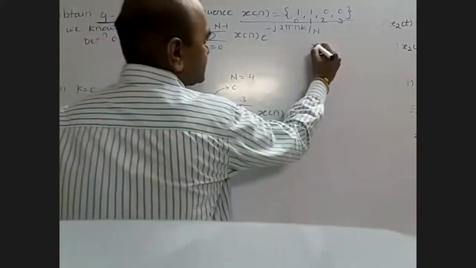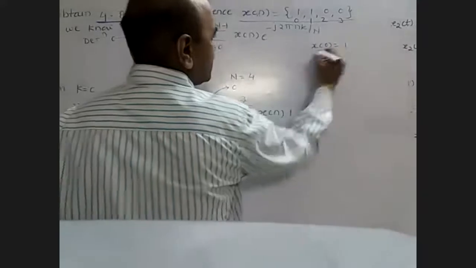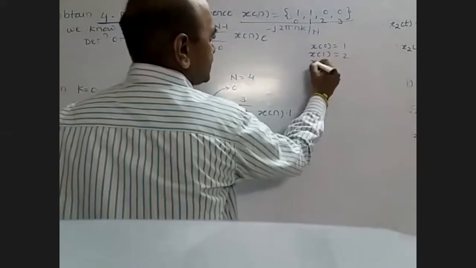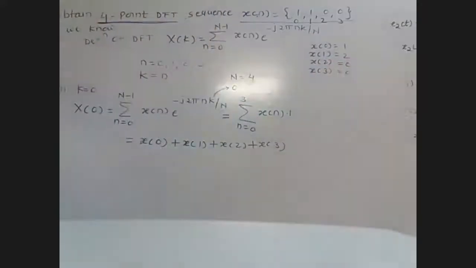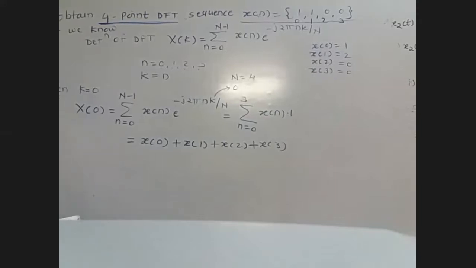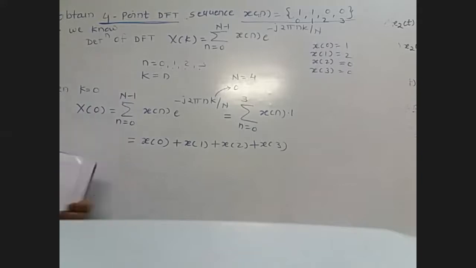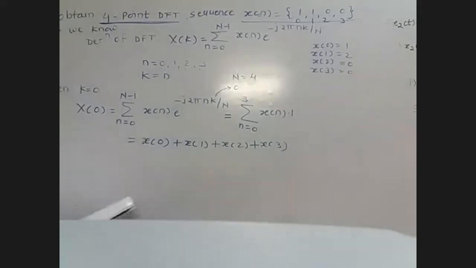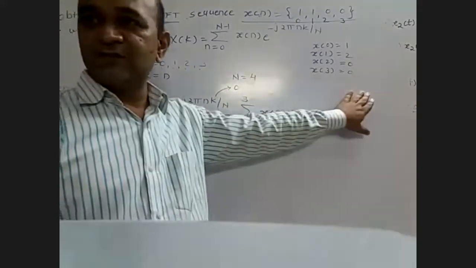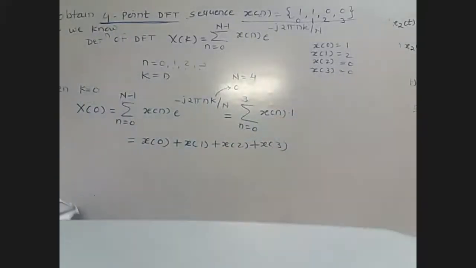For your understanding, I am writing here: x of 0 is 1, x of 1 is 2, x of 2 is 0 and x of 3 is 0. Here you can see these values. I'm just checking whether you can see it or not. Now you can put these values in the first expression.